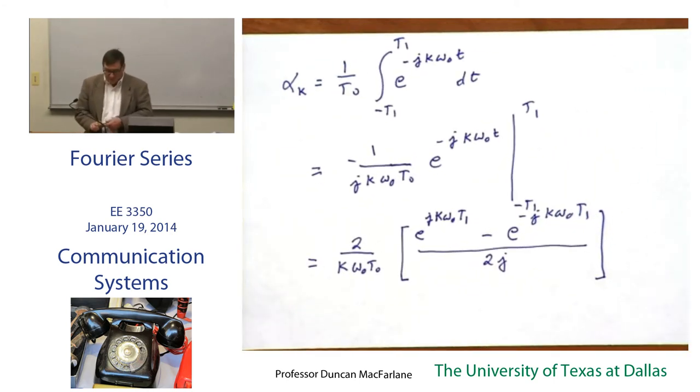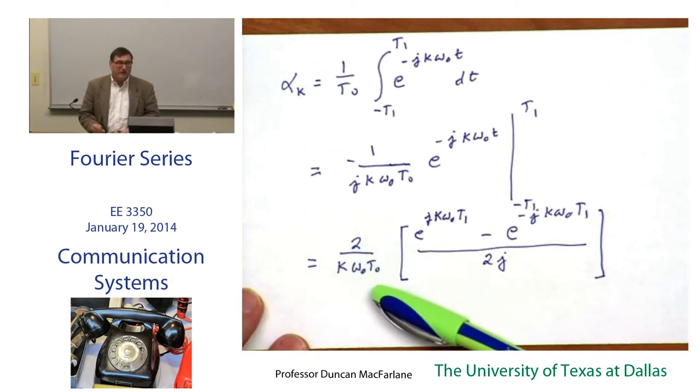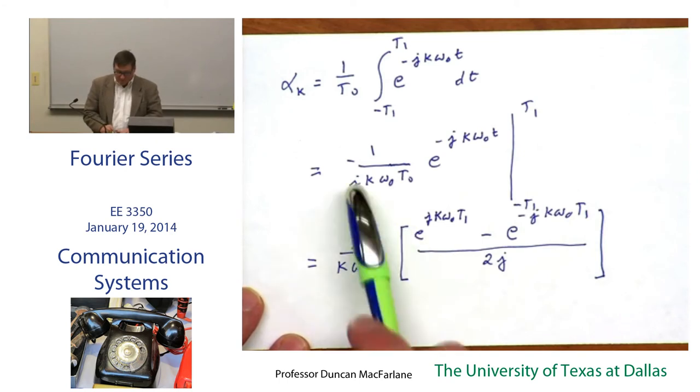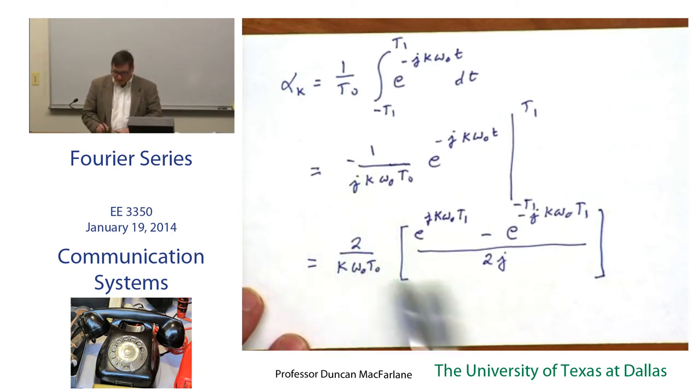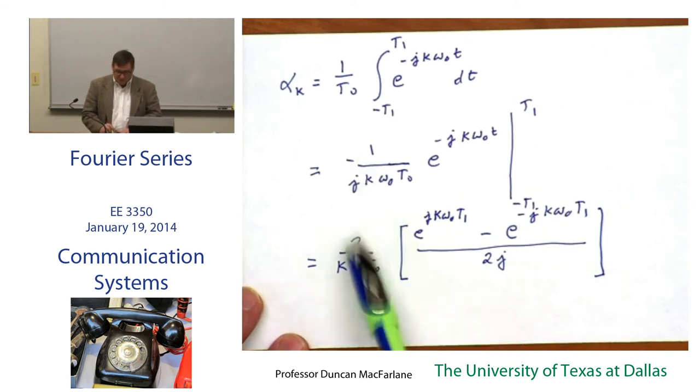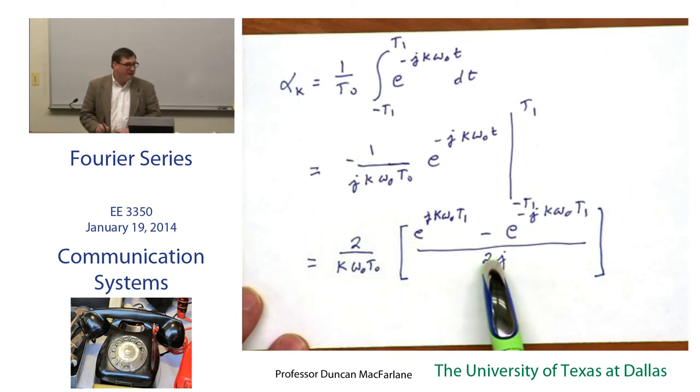It's a little sloppy, I apologize for that. So let me read it out to you. It's 2 over k omega naught t naught. I've taken this j, and I've moved it underneath in the denominator here. And I multiplied through by 2 and divided 2 by 2. So I multiplied through by 1. And what that allows me to do is have a 2j in that denominator.